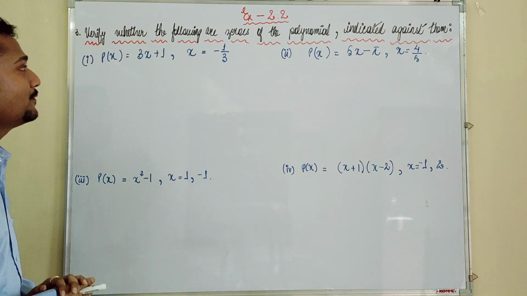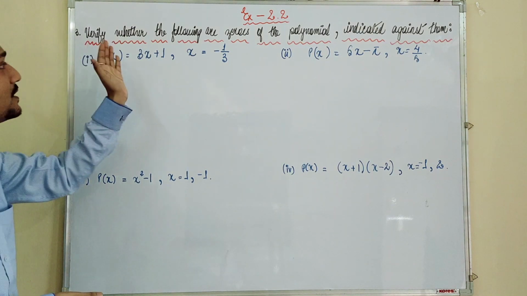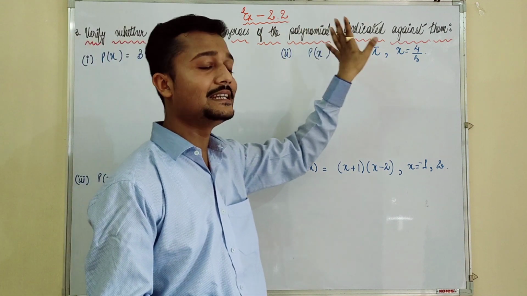So next we have with us: verify whether the following are zeros of the polynomial indicated against them.